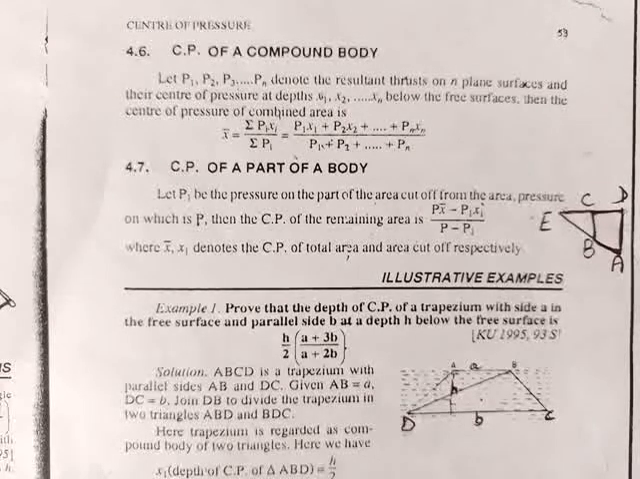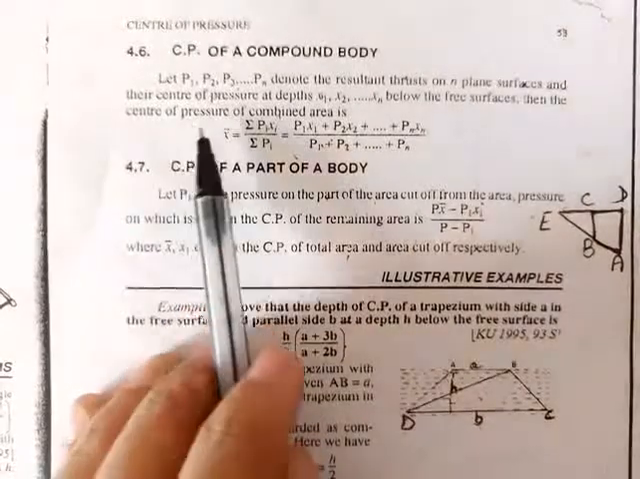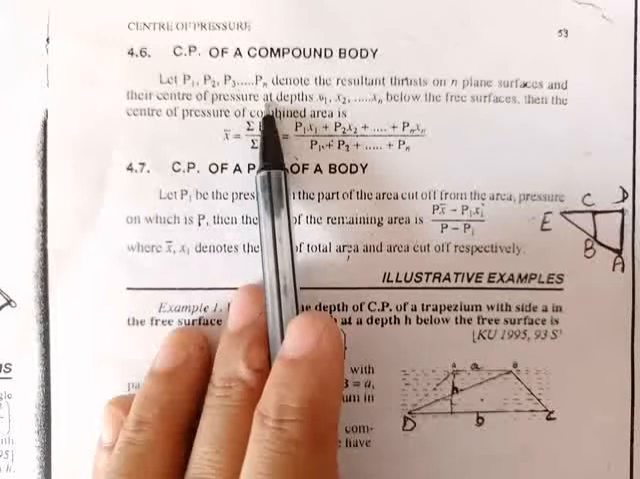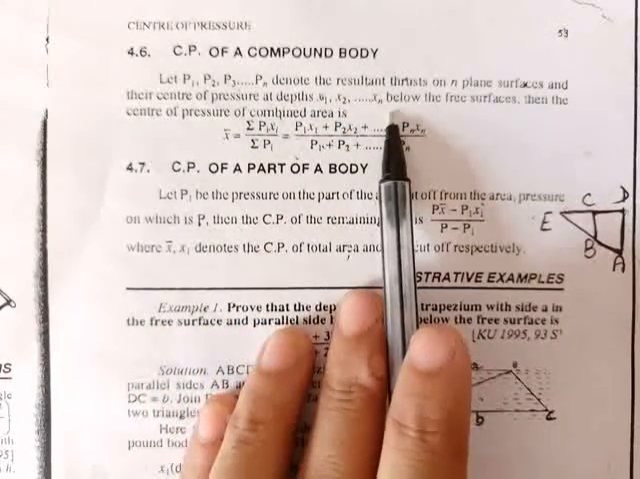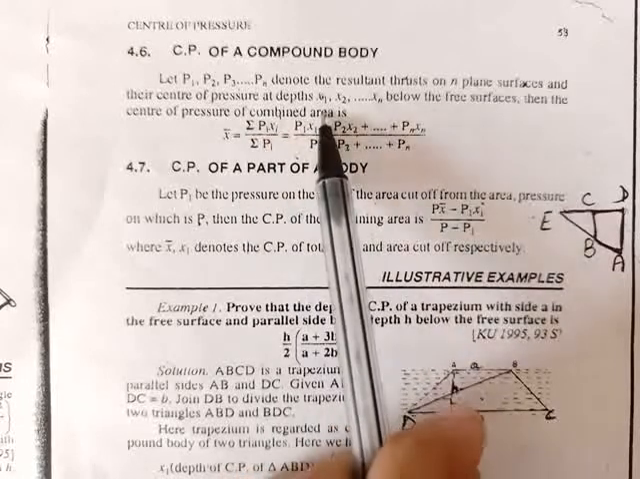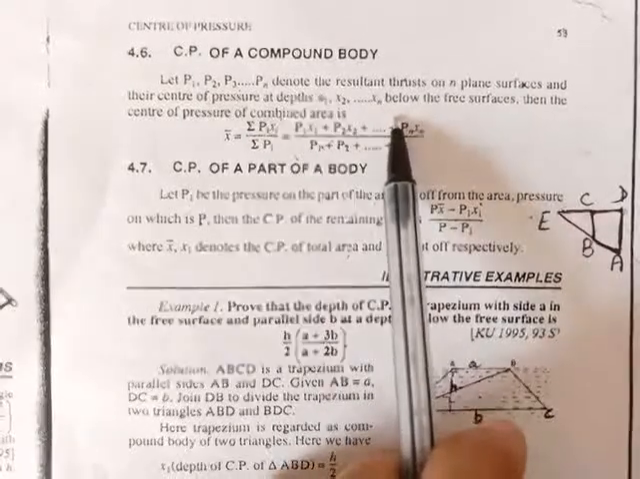Today we will discuss center of pressure of a compound body. Compound body means a body which consists of two or more plane areas. So, to find the center of pressure of such a body, let us take P1, P2, P3 up to Pn. These are the resultant thrusts on the n plane surfaces, and the depth of their center of pressure below the free surface is x1, x2, x3 up to xn.